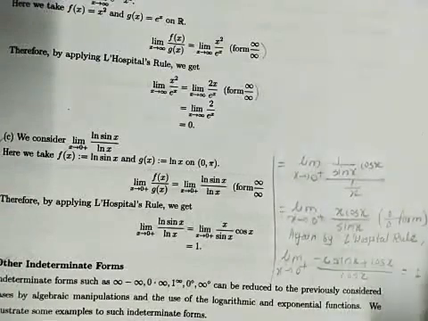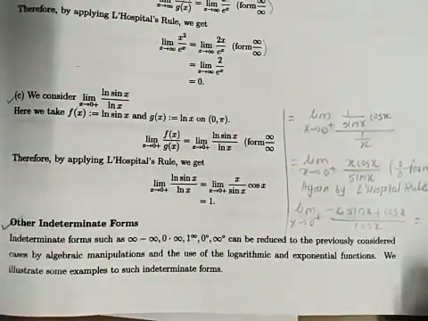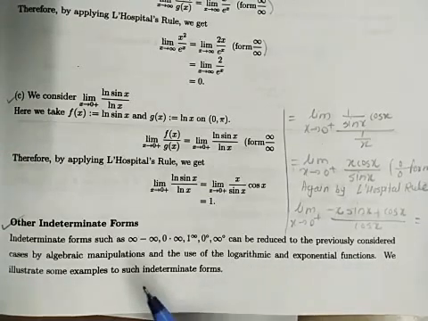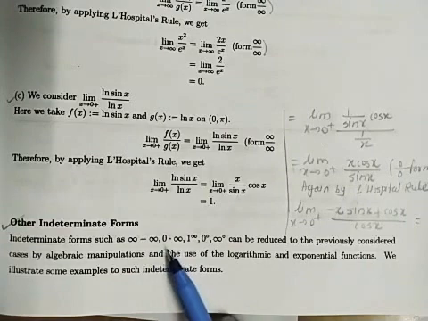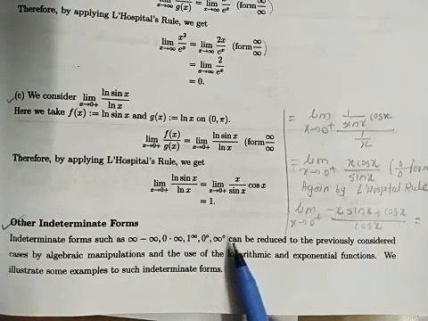Okay. So this is about L'Hospital rule, where we get 0 upon 0 form and infinity upon infinity form. Now there are some other indeterminate forms like infinity minus infinity, 0 into infinity, 1 raised to infinity, 0 raised to 0, infinity raised to 0.